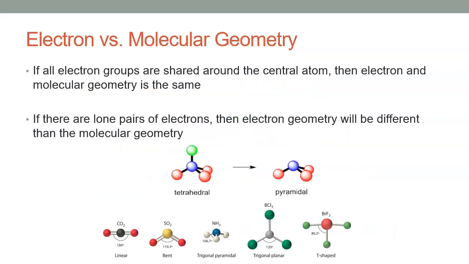Okay? Whenever we look at electron and molecular geometry, if all electron groups are shared around the central atom, then the electron and molecular geometry is the same. So this means if they're all bonded around the central atom, then the electron and molecular geometry will be the same. So that would be here, tetrahedral. If these are all atoms that are bonded, then that would also be tetrahedral molecular geometry. However, if there's lone pairs, like if this green one up here was a lone pair, then the electron geometry would be tetrahedral, but the molecular geometry, or the shape which we actually see, would be pyramidal.